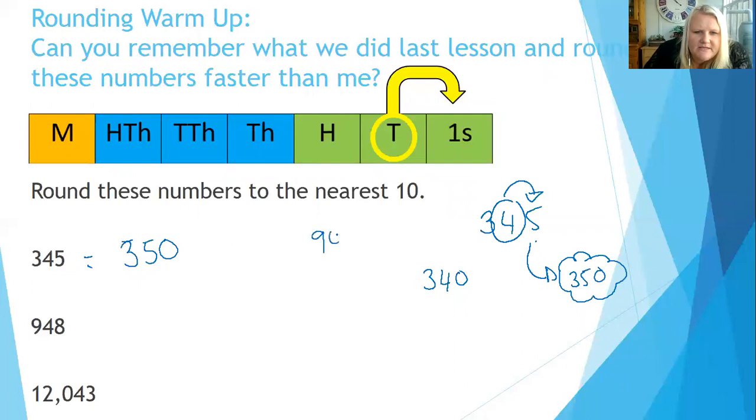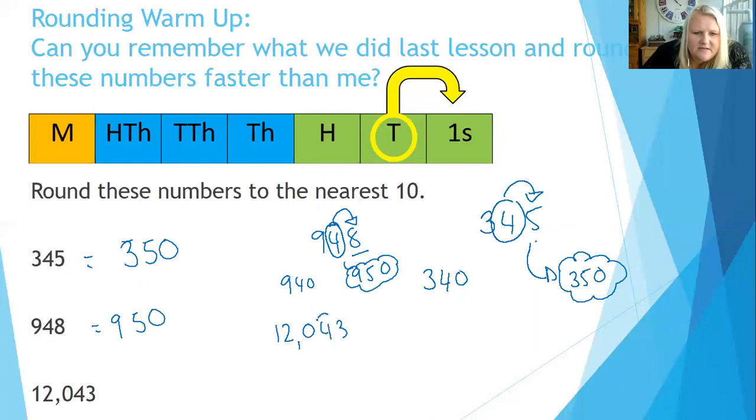948. Again, I'm rounding to the nearest 10, so I'm going to circle my tens digit. Think about the special arrow at the top here, and it's going to be 940 or 950. It's an 8, so it rounds up to 950. And then we've got 12,043. Again, rounding to the nearest 10, so there's my tens number, my special arrow. That's a 3. It's either going to be 12,040 or 12,050, and it's a 3, so it's going to round down to 12,040.